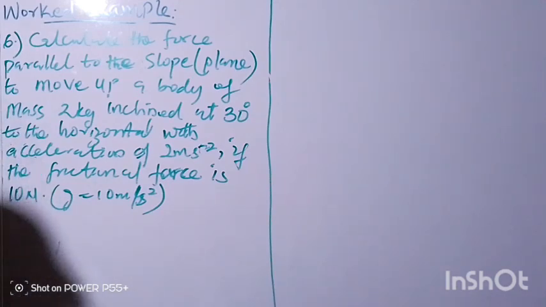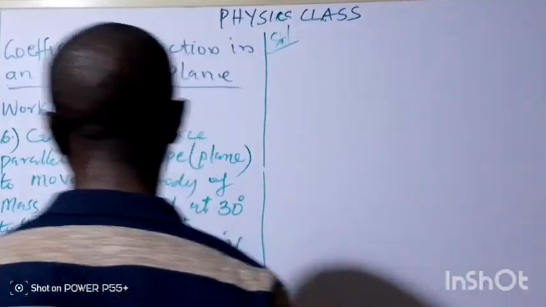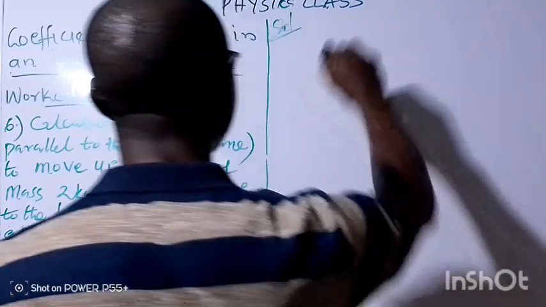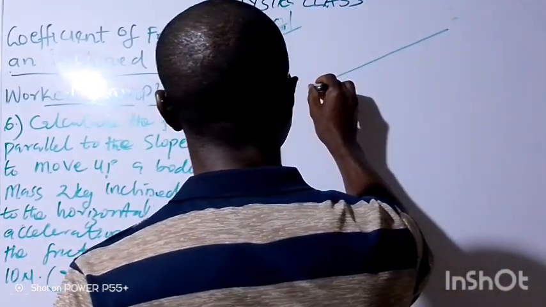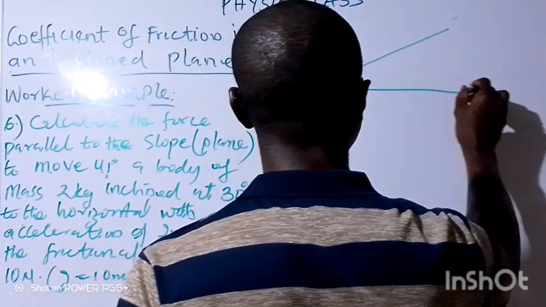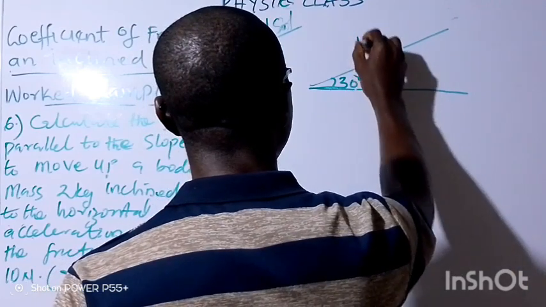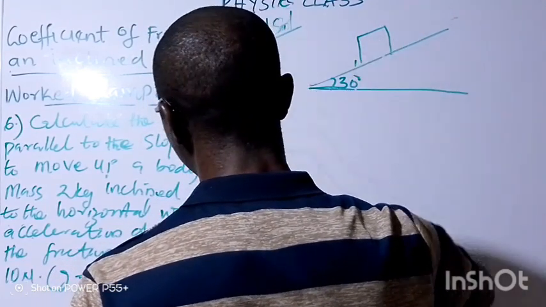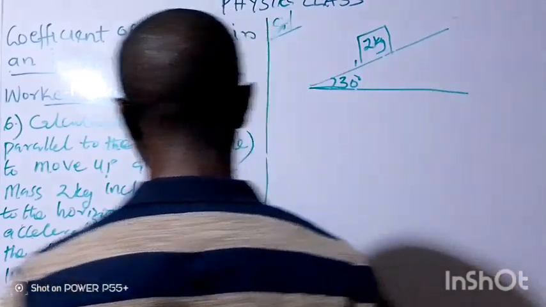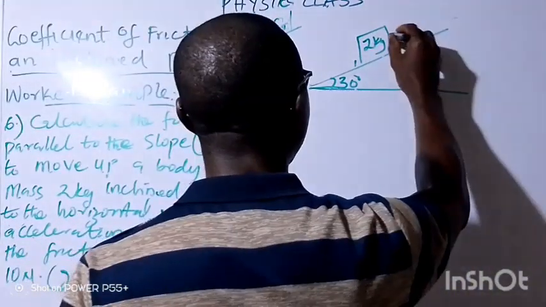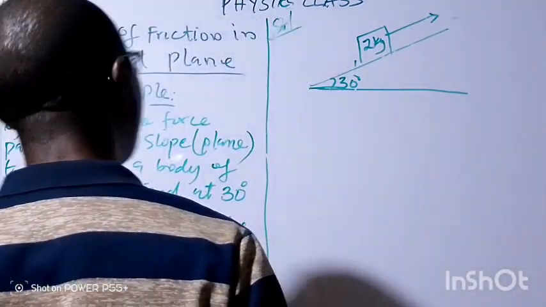As I said, the first thing to do is to draw the diagram so we know the direction of the forces acting on the body. Incline at angle 30 degrees to the horizontal. Let's say this is the body. The mass of the body, according to the question, is 2 kg. So this body is moving up now. Let's say the force that we need to move it up is P.